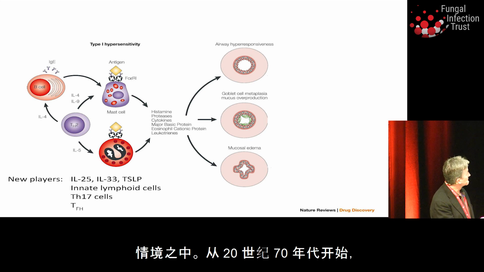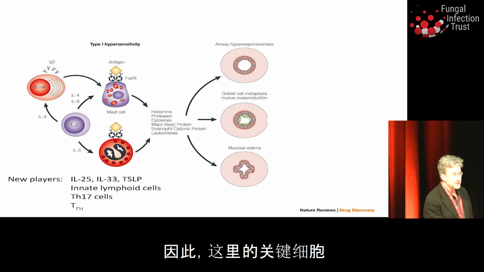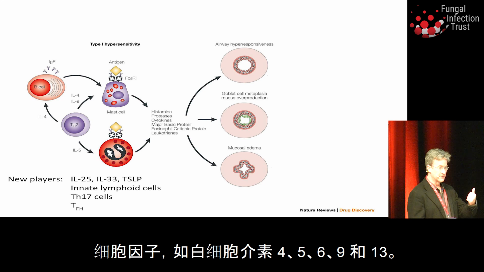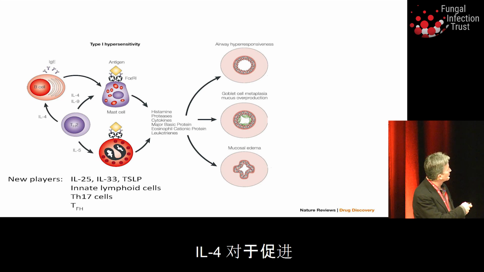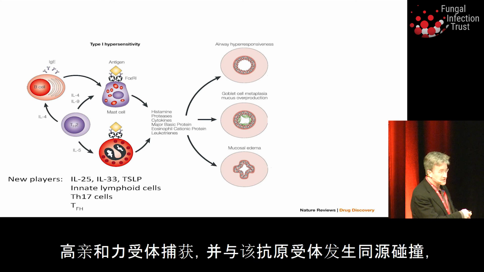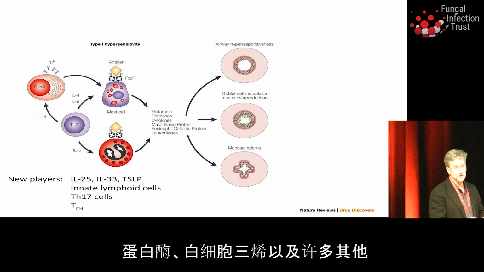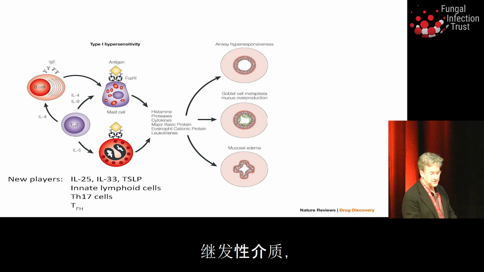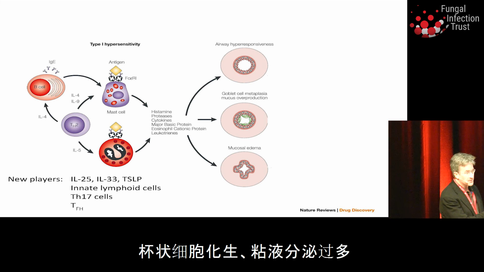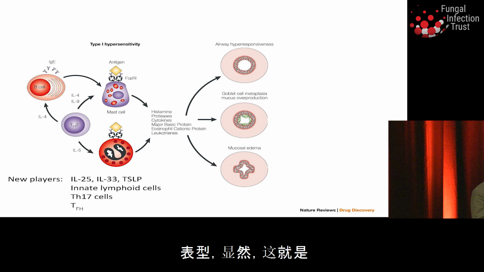immunopathologic scenarios. Beginning in the 1970s, the mechanisms underlying type 1 hypersensitivity were worked out by Ishizaka. So the key cell here is probably the T helper type 2 cell that secretes a restricted repertoire of cytokines like interleukins 4, 5, 6, 9, and 13. IL-4 is particularly important in driving that IgE response. IgE is captured by high-affinity receptors on things like mast cells and eosinophils, and it's the cognate encounter with that antigen that leads to the degranulation of these cells, releasing histamine, proteases, leukotrienes, many other secondary mediators that lead to the key features of asthma, including airway hyperreactivity, goblet cell metaplasia, mucus hypersecretion, and probably mucosal edema, all contributing to that airway obstructive phenotype, which is obviously a key feature of this disease.